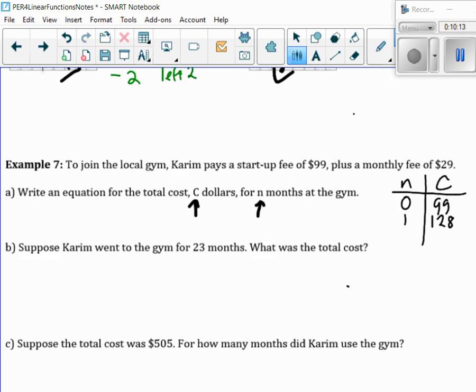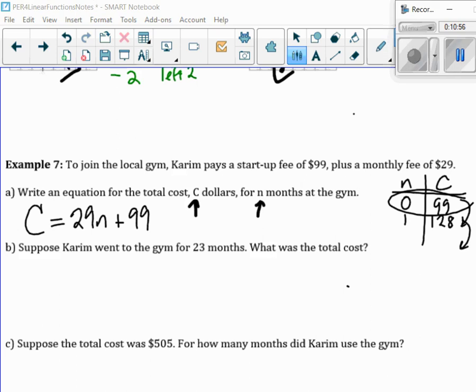128? Yes? Because 1 month, it'll cost me $99 startup fee plus the 1 month fee, which is $29. And each month after that, it's going up by $29, right? So does everybody see, here is my y-intercept. Do you see that's my y-intercept? Yes? And how much it's going up by is my rate of change. Yes? Okay? So what's my equation? C equals 29n plus 99. Very good.